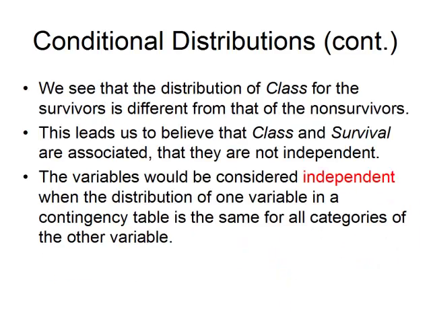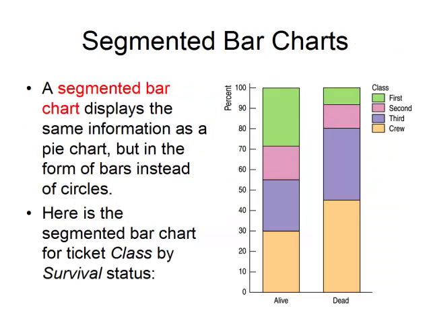We see that the distribution of class for the survivors is different from that of the non-survivors. This leads us to believe that class and survival are associated, that they are not independent. The variables would be considered independent when the distribution of one variable in a contingency table is the same for all categories of the other variable.